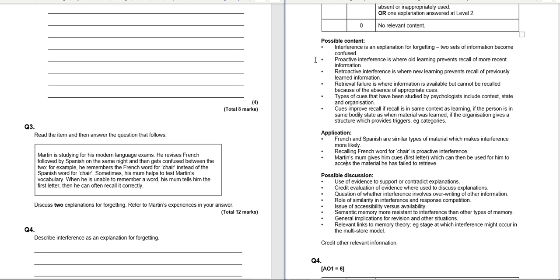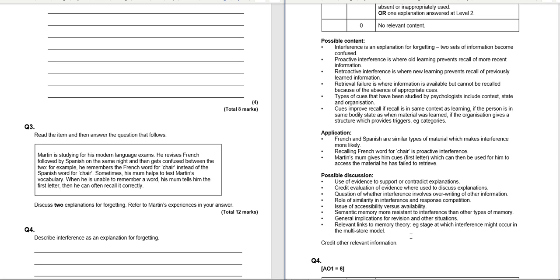Remember, for that, the explanations that you're going to use don't have to be separate interference, retrieval failure. You could actually use 2 explanations of interference within that, or 2 explanations of retrieval failure or absence of cues. And again, when you come to evaluate it, the best way to evaluate it, I would say, would be to use evidence. So although it says here use of evidence to support, so this is supported by Godden and Baddeley, this is supported by McGeoch and McDonald, whoever you're going to use to support it.